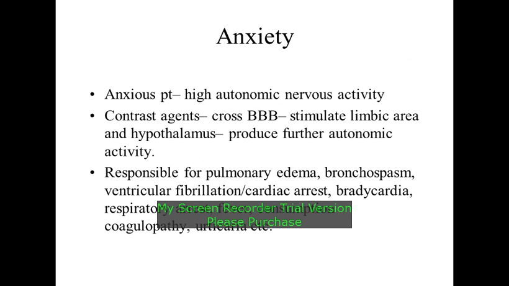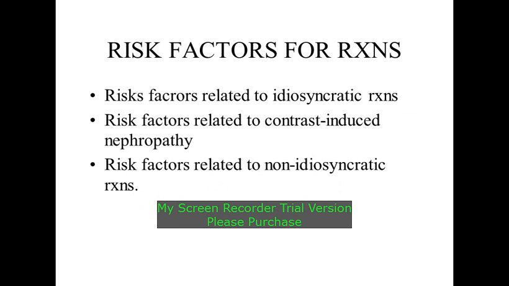Anxiety. Anxious patients have high autonomic nervous activity, so contrast agents can cross the blood-brain barrier and stimulate the limbic area and hypothalamic area and produce further autonomic activity. This is responsible for pulmonary edema, bronchospasm, ventricular fibrillation, cardiac arrest, bradycardia, respiratory arrest, fever, consumption coagulopathy, and urticaria.